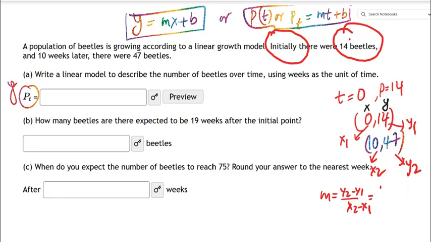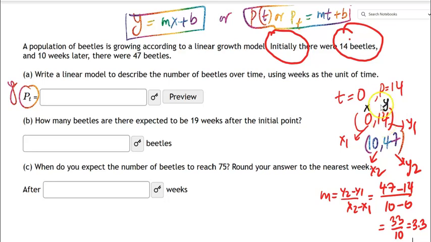So y2 here is 47 minus 14 divided by 10 minus 0. Again, this is the formula here, y2 minus y1 over x2 minus x1. This gives you 33 divided by 10, which gives you 3.3. That's the slope. So I need the y-intercept to find the linear equation or linear model. The y-intercept is 14 because the y-intercept is the y value when x equals 0. Initially, the population is going to be the y-intercept.